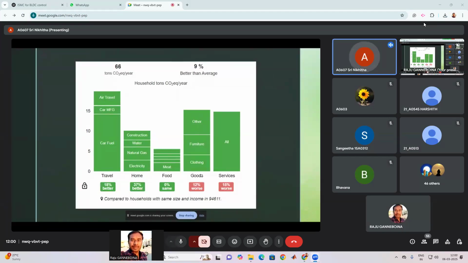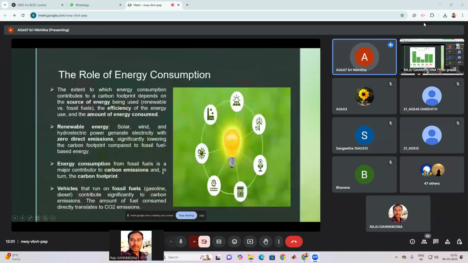Reducing car fuel usage and air travel can further decrease emissions from travel. Consumption of goods and services is higher than average, which could be improved to lower emissions. A shift towards sustainable consumption choices like new purchases of second-hand items or a reduced reliance on carbon-intensive services could improve this performance. And this is about the graph.